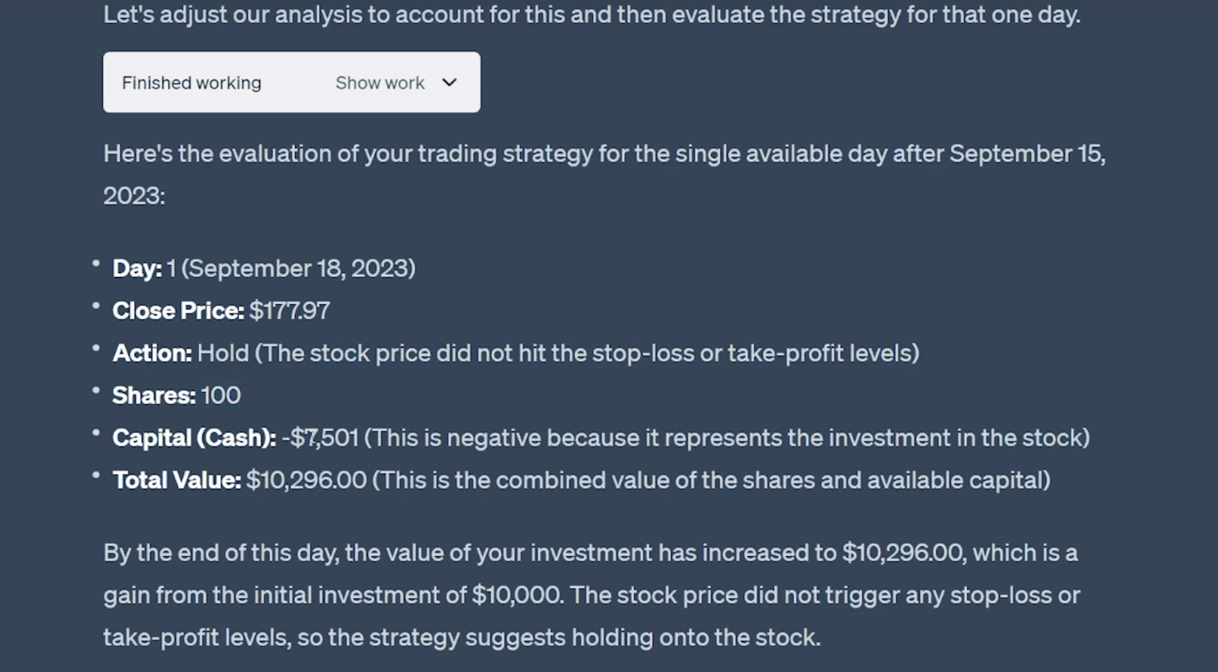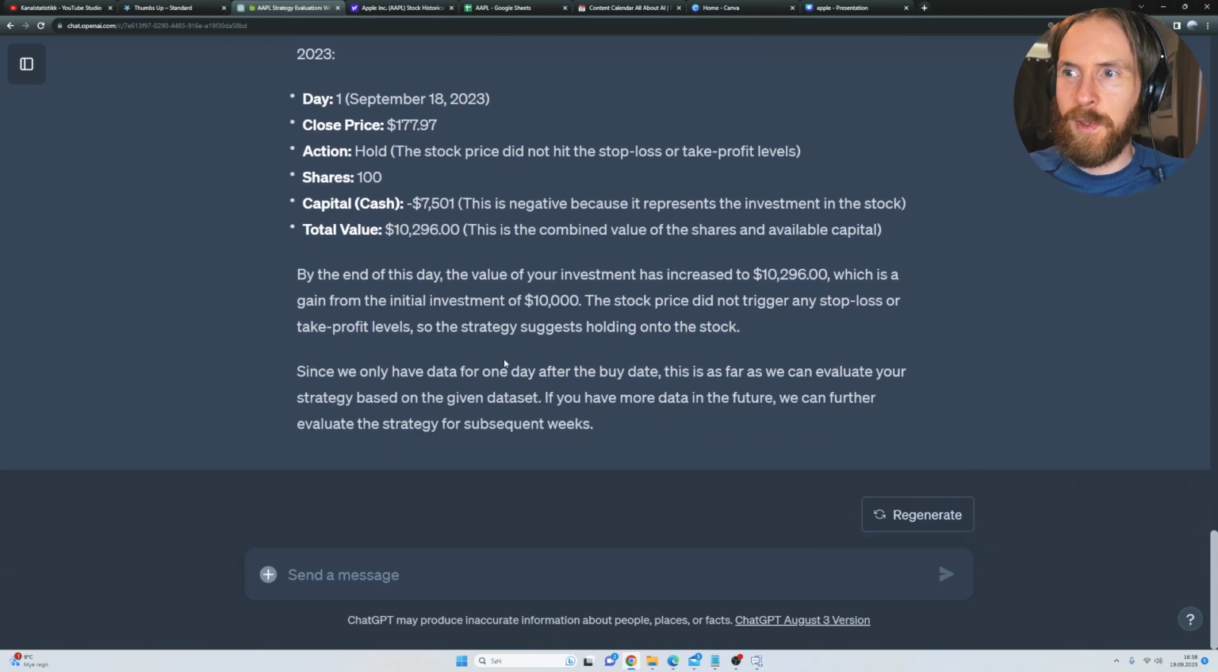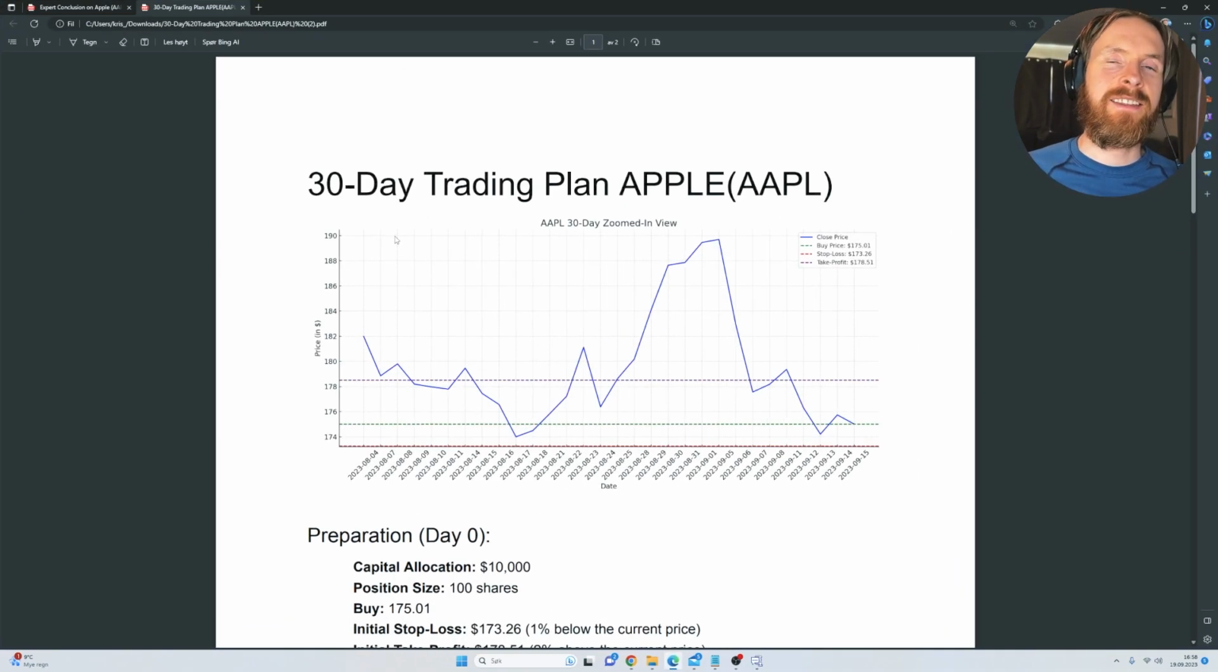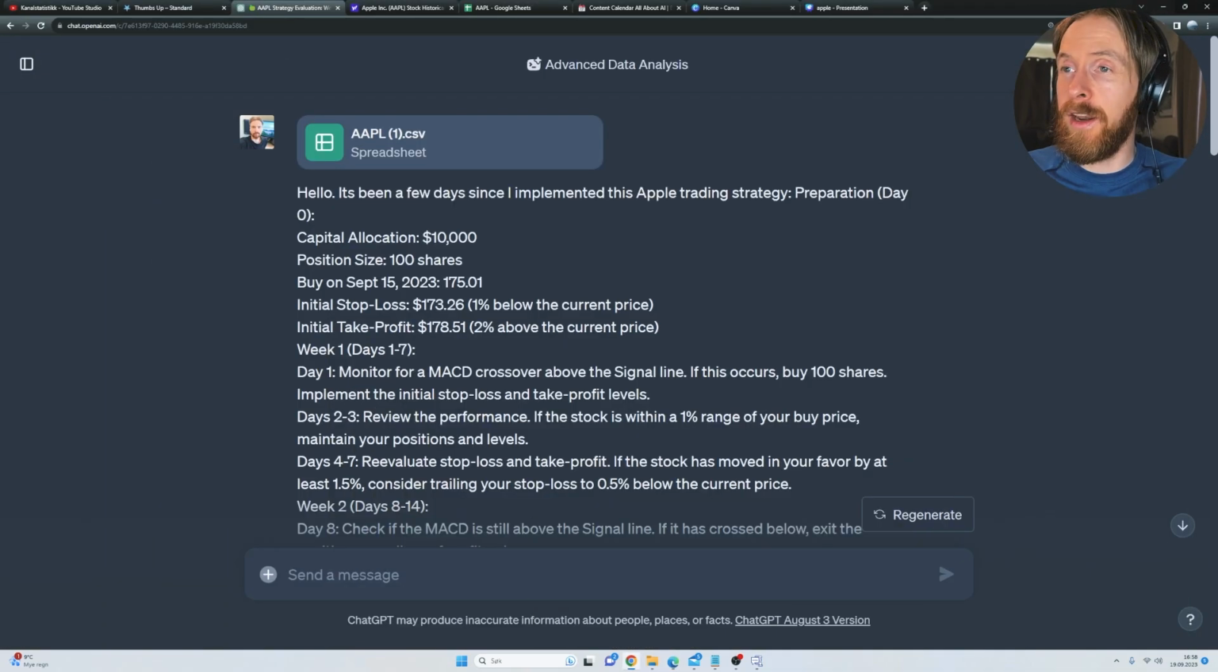We have minus 7,501 because we have it invested, right? The total value now is that we are $296 in profit so far. So that was pretty cool. So I think with this, we could probably come back in about 30 days and we can do this backtest to see how this would have turned out if we actually made a trade. So yeah, I had a lot of fun with this.